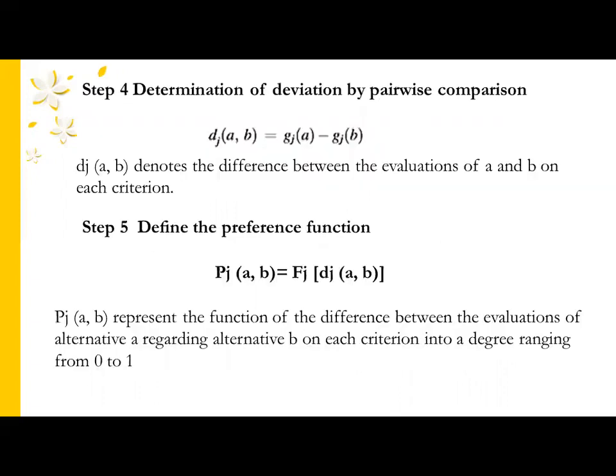And here comes the determination of deviation by pairwise comparison. In this method, we are going to deal with the preference of one alternative over another. So how each alternative is going to differ from each other based on each criterion. That is what we are going to find in step 4. And since we are dealing with a preference given to each alternative, we are going to define a preference function. In the example we are going to deal with in the forthcoming hands-on session, we will be dealing with a quite common preference function.